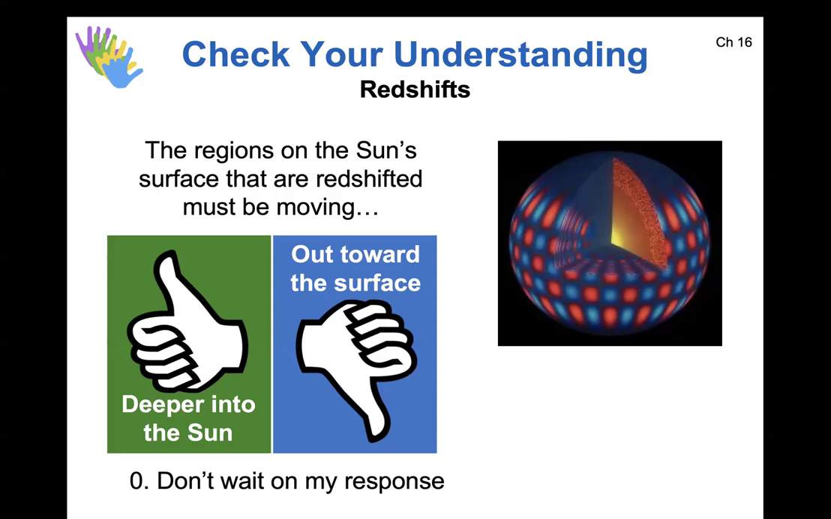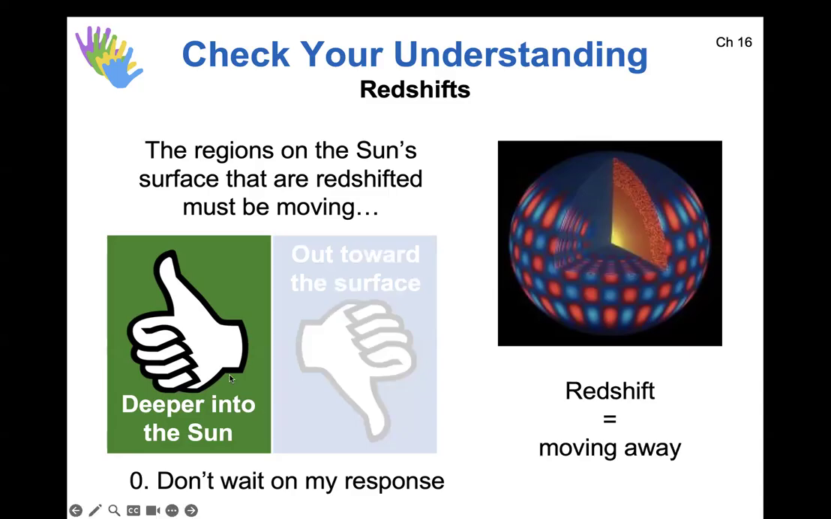What's the best way to tell if something is moving away from us or towards us? Redshifts and blueshifts. So if there's a redshift, that means that part of the surface is moving away from us or sinking into the sun. Okay, so any redshifted section of the surface is sinking or moving deeper into the sun. Redshift, moving away, right? And indeed the redshifts and blueshifts are what are shown in the figure.